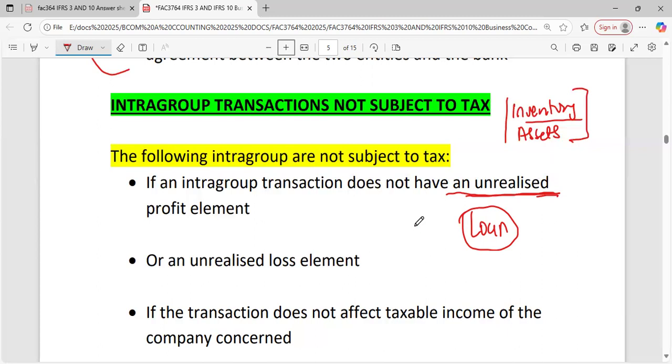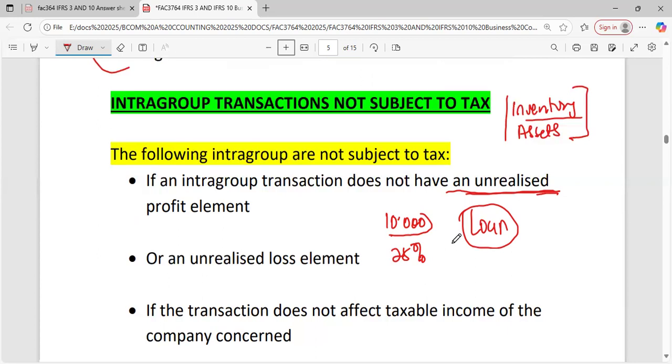For an example here, you eliminate a profit of 10,000, an intra-group profit of 10,000. So it means on the group that has made that profit, it must also reduce their tax. 28% of 10,000 must be a tax reduction there. You will see when we do the journal entries on these intra-group transactions and unrealized profit. Right.